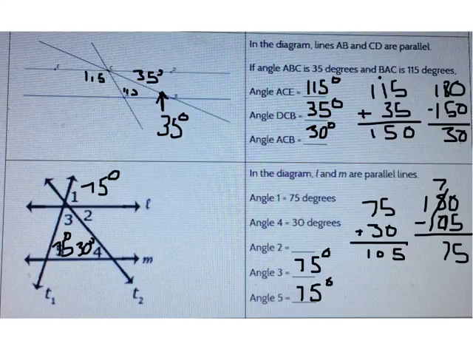Now, I can solve for angle 2 because angle 2 is on a straight line with angles 1 and 3. Angle 2 is also an alternate interior angle to angle 4. That means it's equal to angle 4. So angle 2 is 30 degrees.